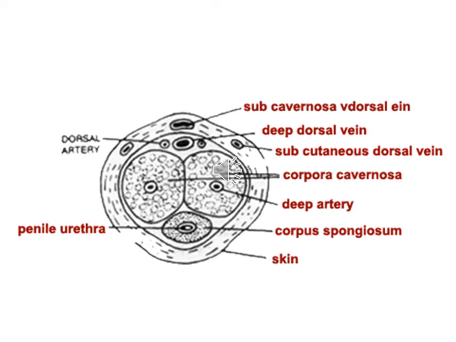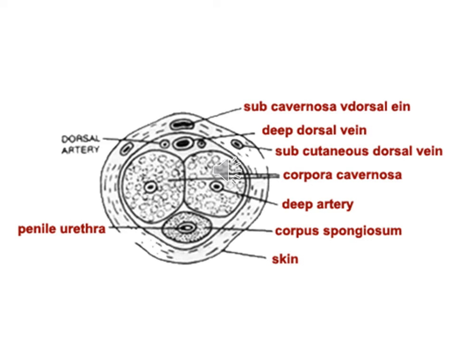If you see the internal structure of the penis, the first point we can easily find is that the penile urethra passes through the penis. That is also shown here, penile urethra. Internally, the penis is formed by three cylindrical cords or masses of spongy and erectile tissues.